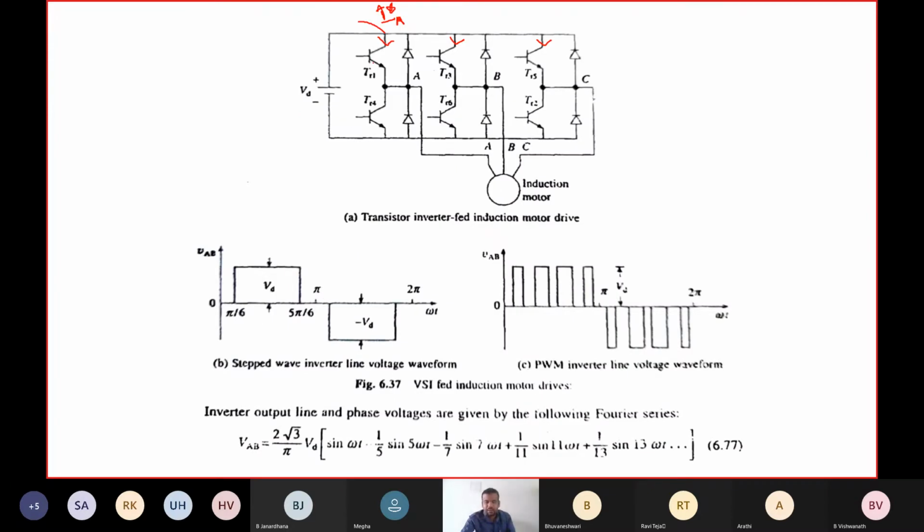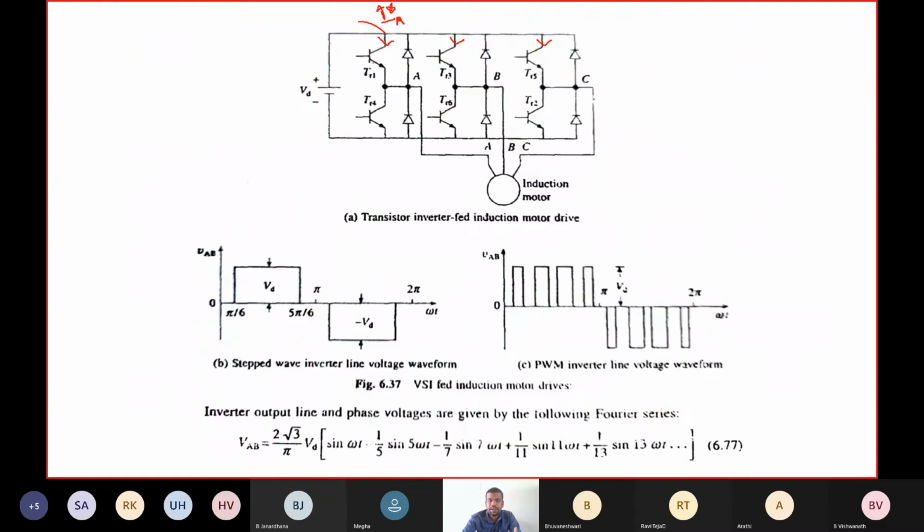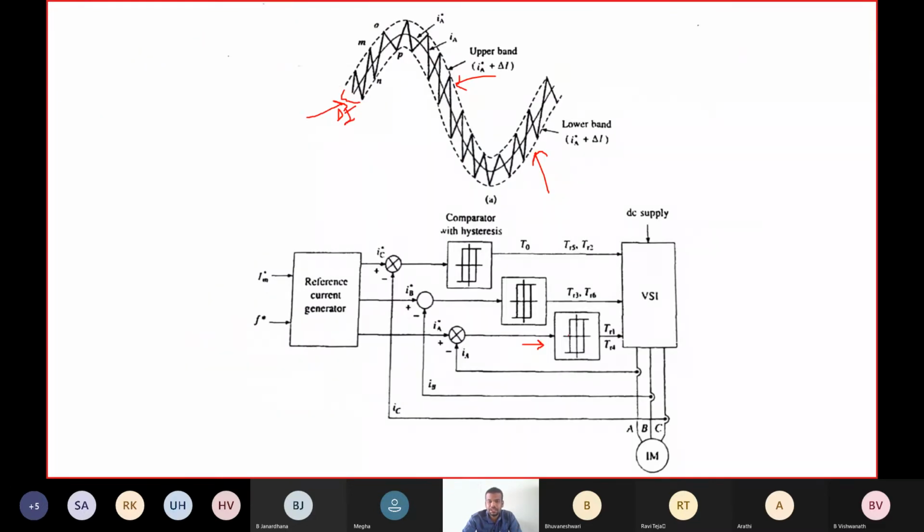That I have written here. So when TR1 is on and TR4 is off, phase A is connected to the positive terminal and IA will be positive. When TR4 is on, at that time TR1 will be off, so phase A is connected to the negative terminal and IA will be negative. So this is about the connection, the construction of that particular working.